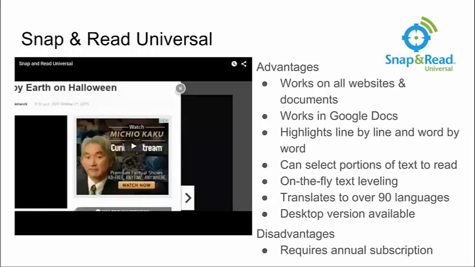It'll work in Google Docs, but why wouldn't we use something else in Chrome? But anyway, it reads and highlights line by line and word by word. It is quite a nice feature. And if you do get a subscription to Snap and Read Universal for a student, they also would have access to the desktop version of Snap and Read. Take a look at the video and you can look at some of its features.